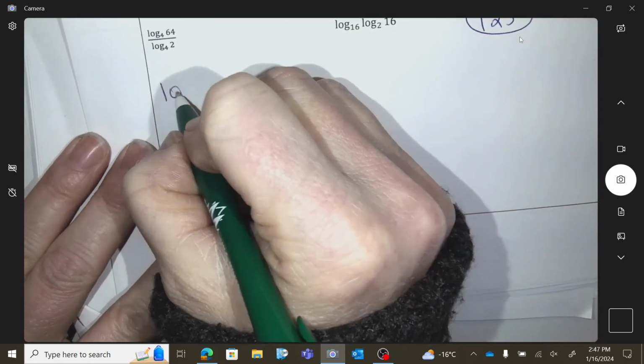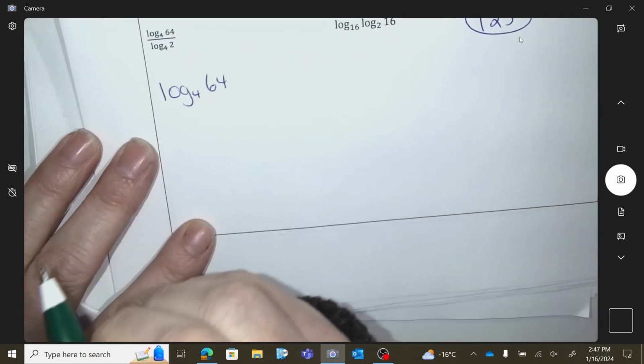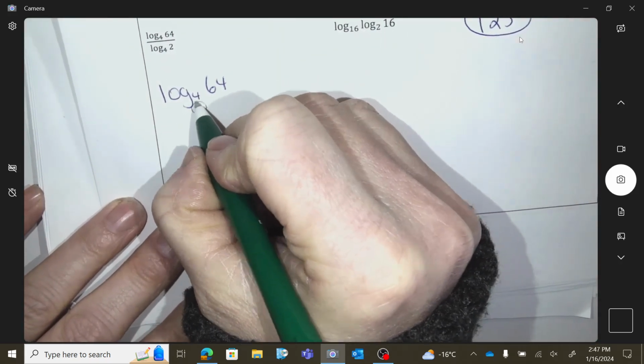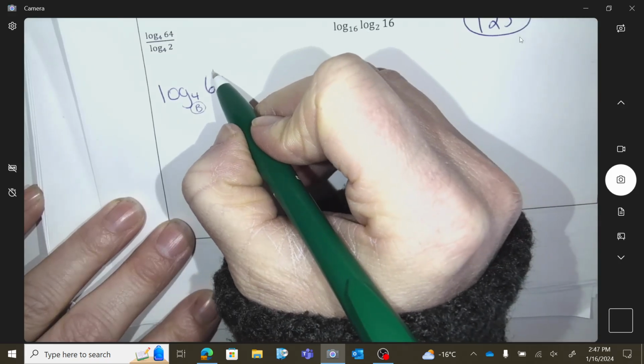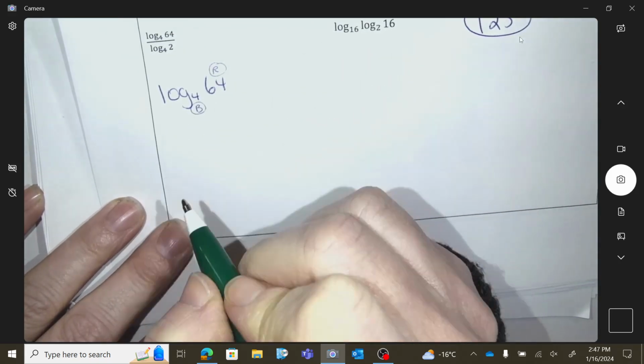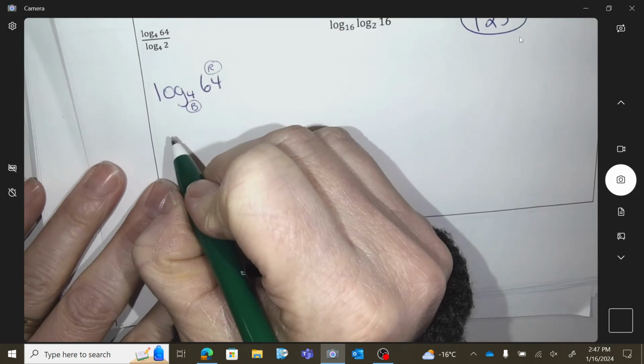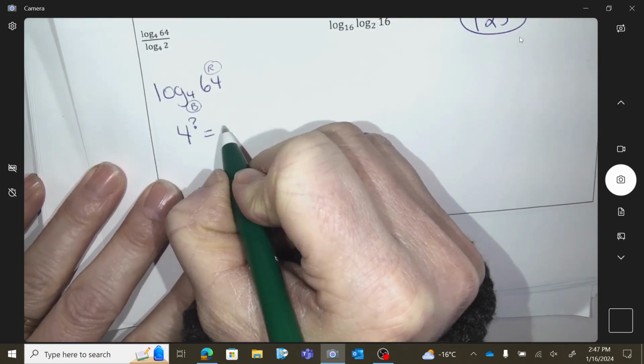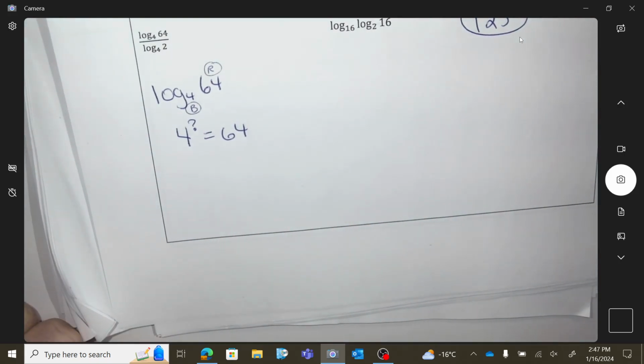Okay, this one, log base 4 of 64. So this is a base. This is the results. So what is your brain doing? 4 to something exponent would be 64. That's what your brain is doing, right? No calculator.